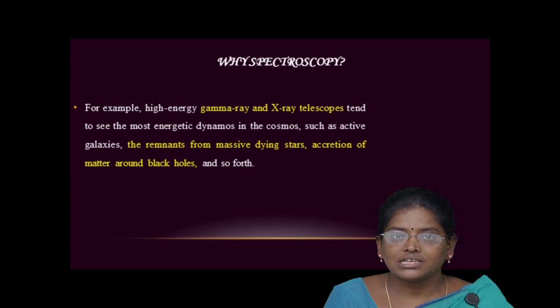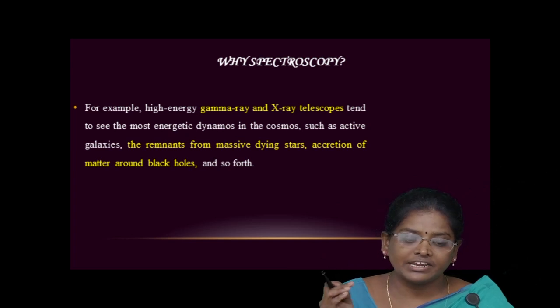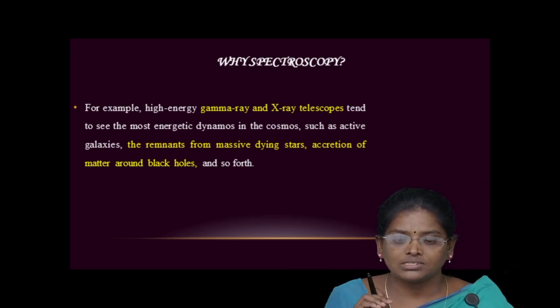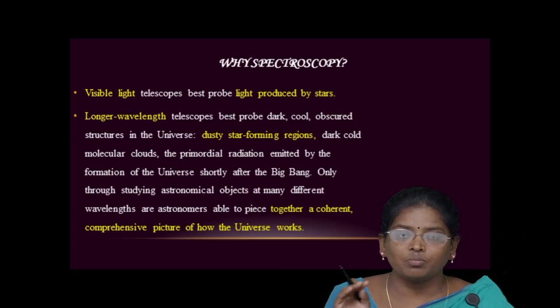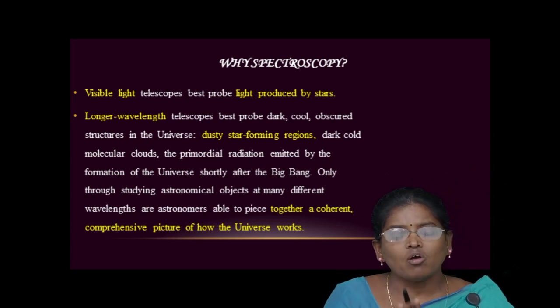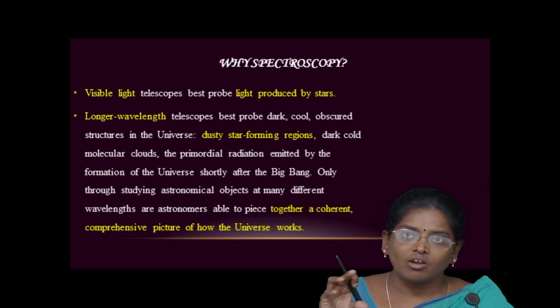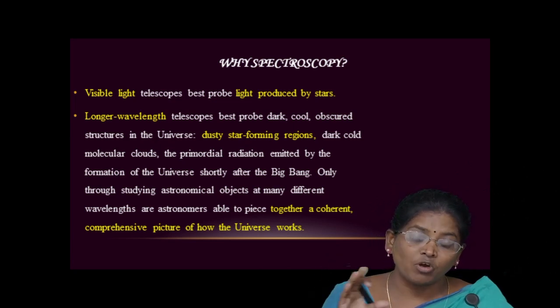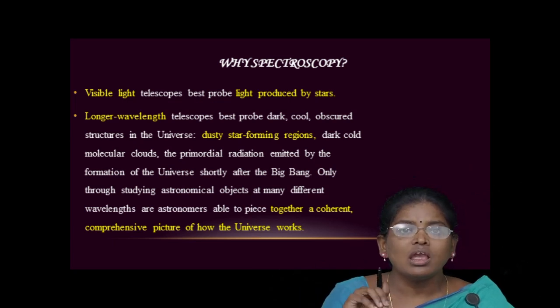For example, in astronomy, gamma ray and X-ray telescopes are used to study massive dying stars and accretion of matter around black holes, and visible light probes the light from the stars, and longer wavelength regions are used to study dusky star forming regions or clouds. So using all that information, from the longer wavelength region, the lower wavelength region, apart from visible light, all other regions of electromagnetic radiation are used to comprehend a picture of the universe.